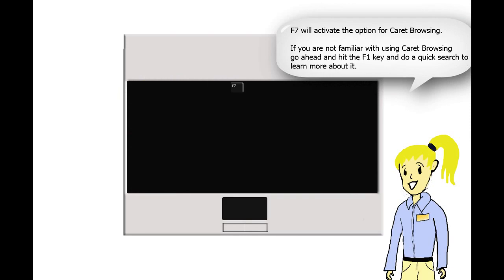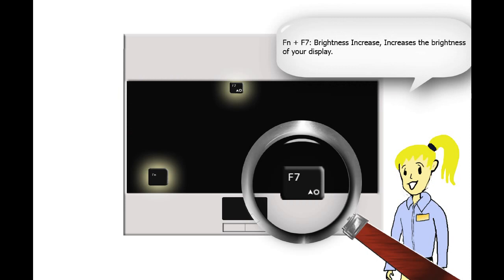F7. When pressed, F7 will activate the option for caret browsing. If you are not familiar with using caret browsing, go ahead and hit the F1 key and do a quick search to learn more about it. Function plus F7, brightness increase, increases the brightness of your display.